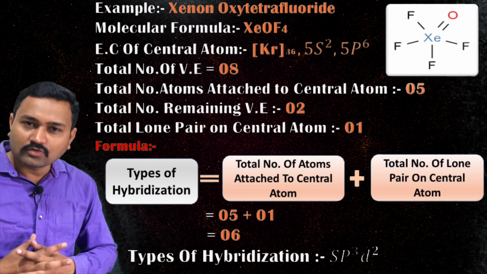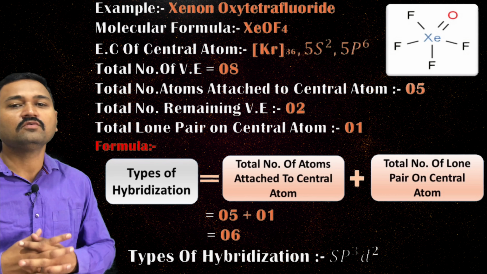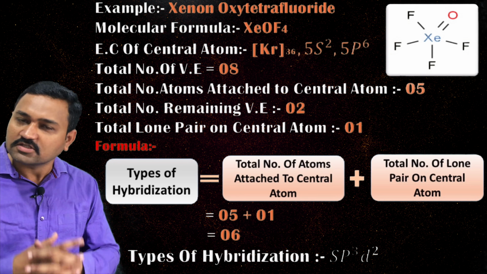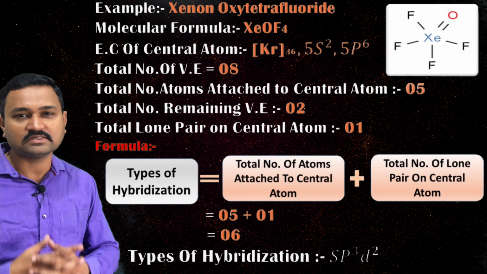So, here out of the 8 valence electrons, 4 valence electrons will be used by the 4 fluorine atoms to form a single bond with the xenon.